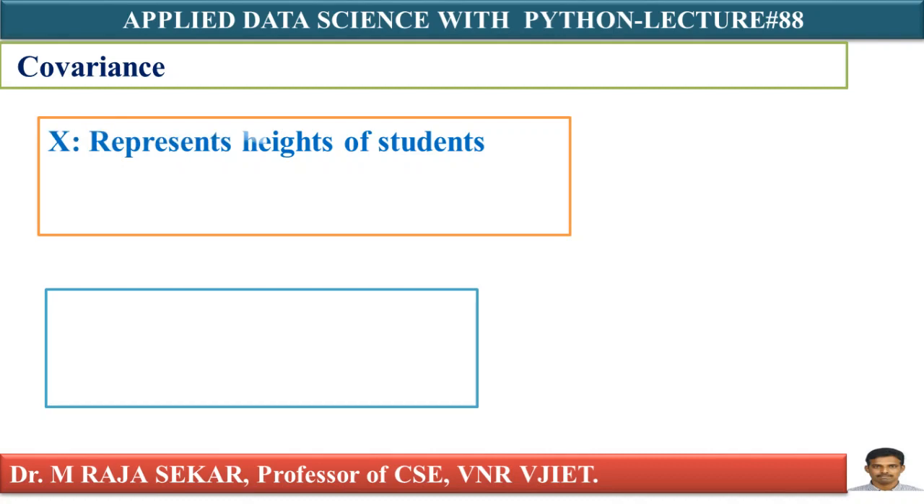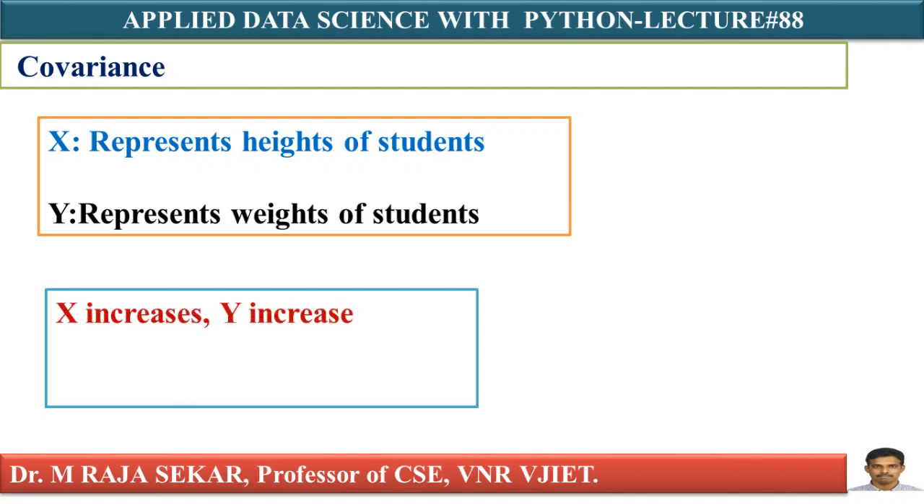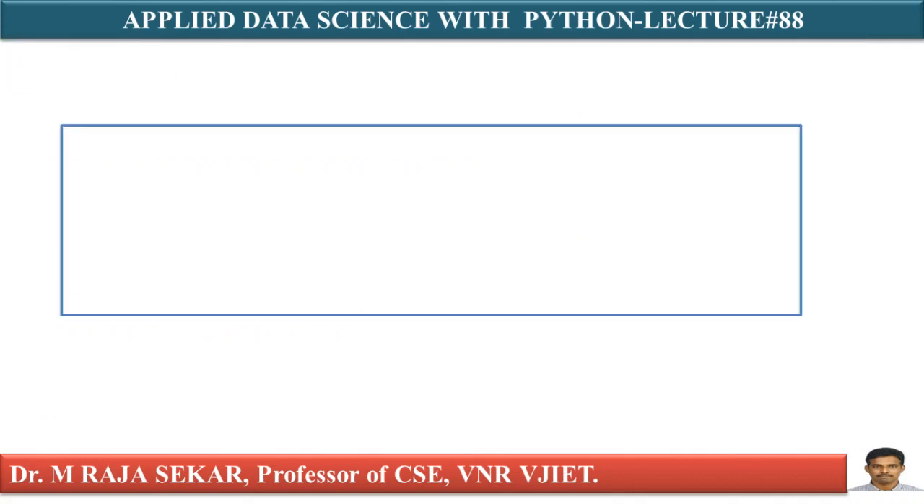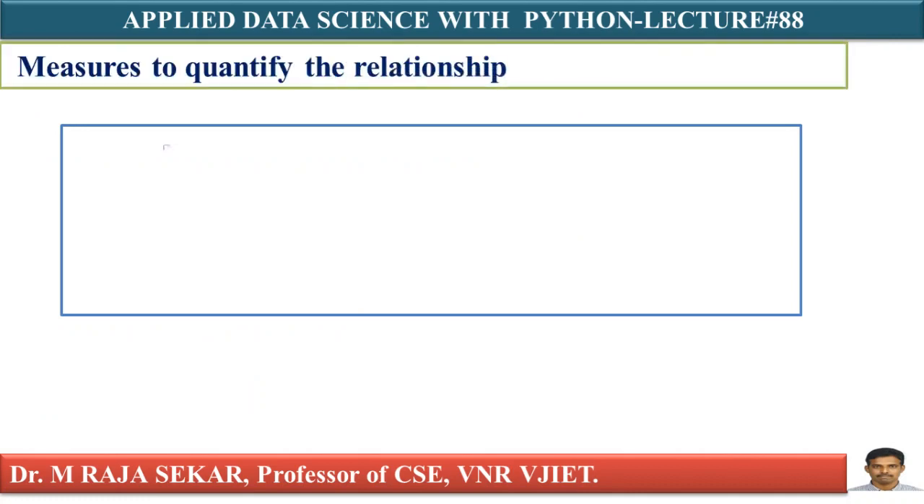Let me continue my discussion on covariance. Let me say x represents heights of students and y represents weights of students. I am interested in identifying the relationship between x and y. Relationship means what? Maybe x increases, y may increase, x increases, y may decrease, or there may be any relationship which can be identified with the help of covariance.